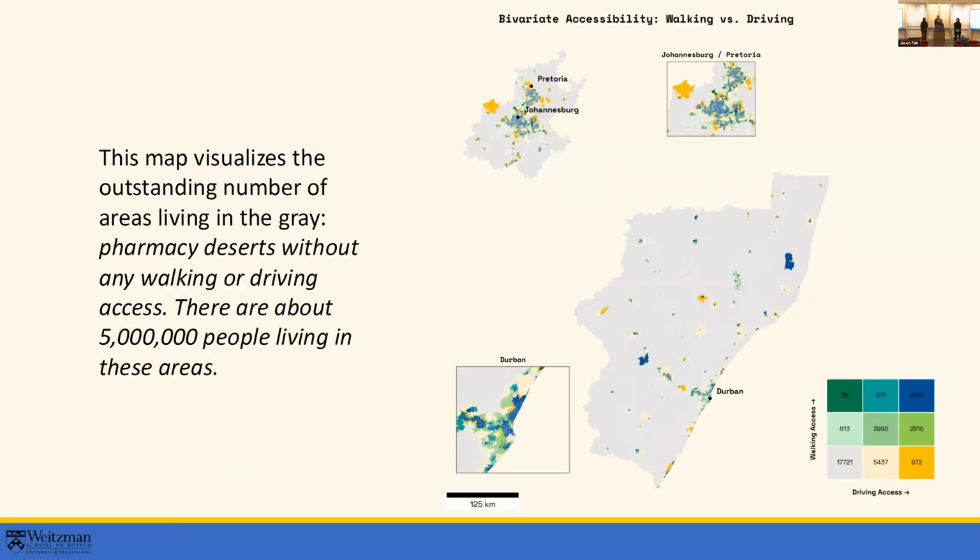This is a combination of the walking and driving scores laid over the SAL boundaries. So all of that gray area is dual low access. These are areas that have very minimal walking or driving access. And you may be thinking, well, maybe these are rural, scarcely populated areas, but there's actually over 5 million people living in these areas with virtually no access to pharmacies. And we're going to be looking at the imbalances, so let's get into it.